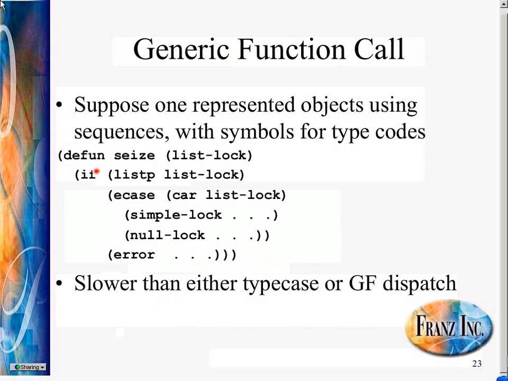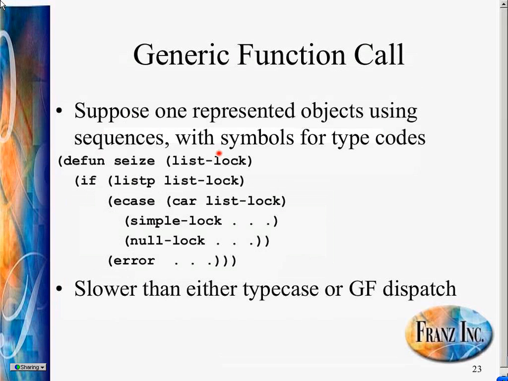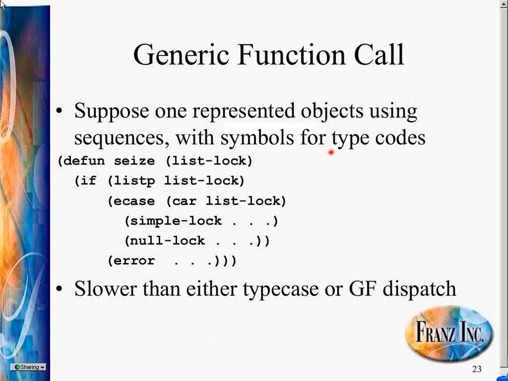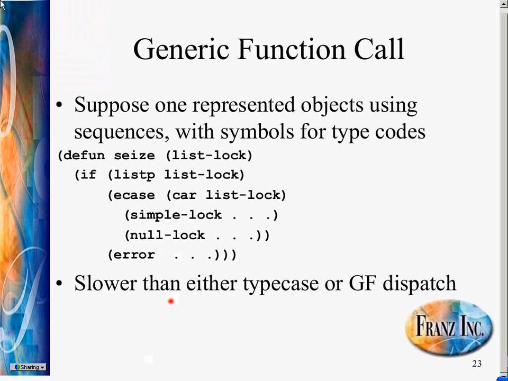You could represent objects using sequences with symbols for type codes. So here we have list P, list block, and if it's a list, we look at the car, and then if the car is simple lock, and so on and so forth. This is how you would represent an object: as a list with the first element being the name of the kind of object, the class name. And all this is saying is that's pretty inefficient.